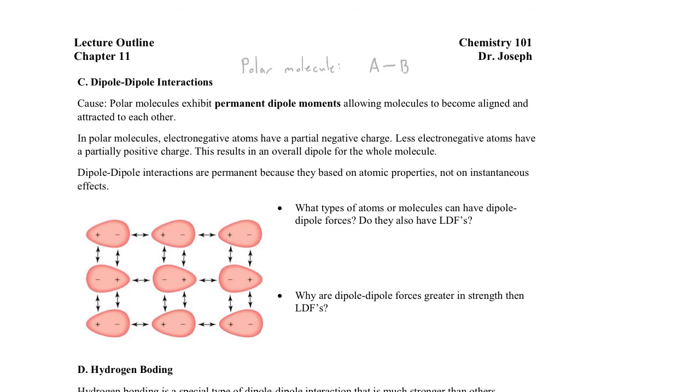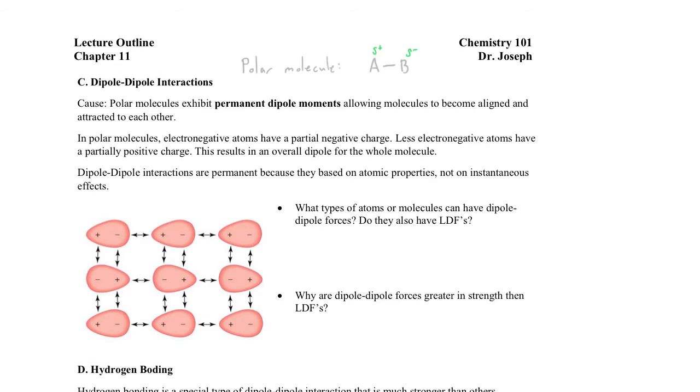This is unchanging because it is based on atomic properties, not on instantaneous effects. Now you have learned how to determine when a molecule is polar or not, right? We look at the Lewis dot structure and we answer certain questions about it. For example, is there a lone pair of electrons on the central atom, or are all of the terminal atoms the same, or are they different? And from this information, we can determine if a molecule is polar or not. And if you find that a molecule is polar, it is guaranteed to have dipole-dipole interactions.